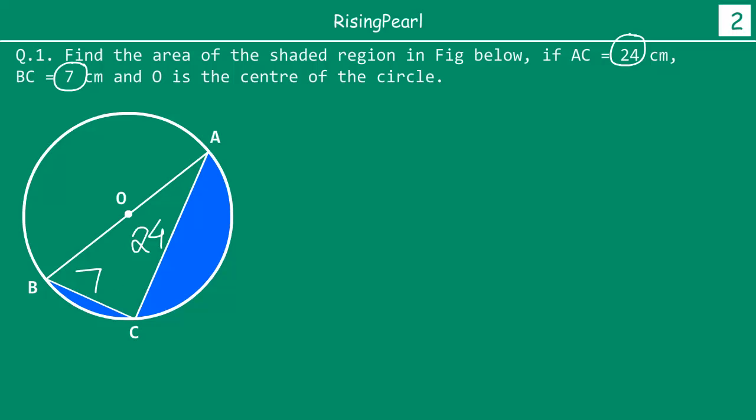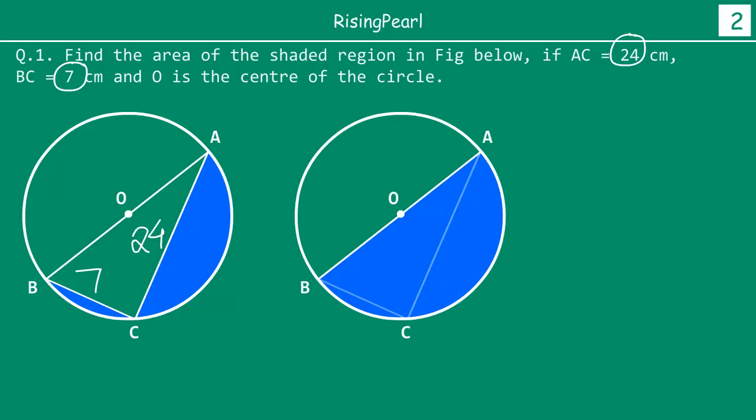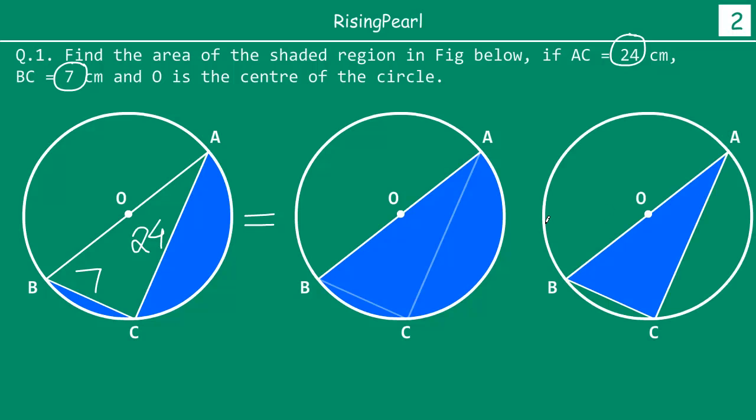One way to go about this could be to take the area of half the circle, and then subtract out the area of the triangle, right? So let's think through this. If we subtract the area of the triangle from the area of half the circle, then we will get the required area, right? So this is one way.